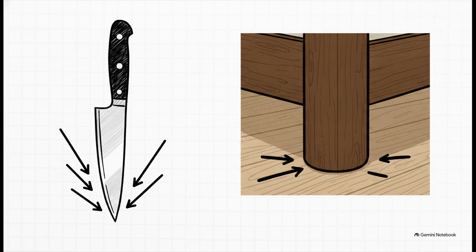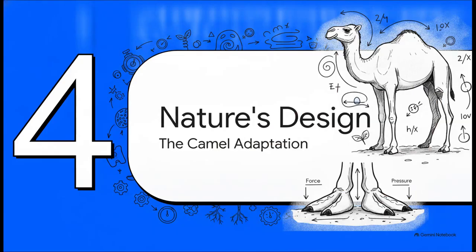And on the total opposite end of the spectrum, think about heavy furniture. We put wide, flat feet on heavy beds, or we strap broad snowshoes onto our winter boots strictly to increase the contact area. We want that A to be huge so the enormous downward force doesn't punch holes right through our floorboards or sink us waist deep into the snow. All right, on to section 4, nature's design, the camel.